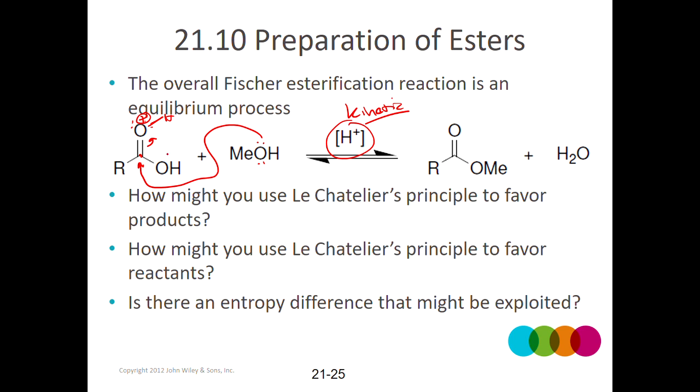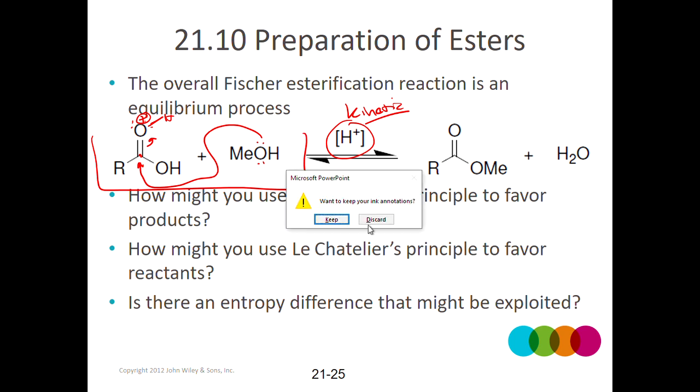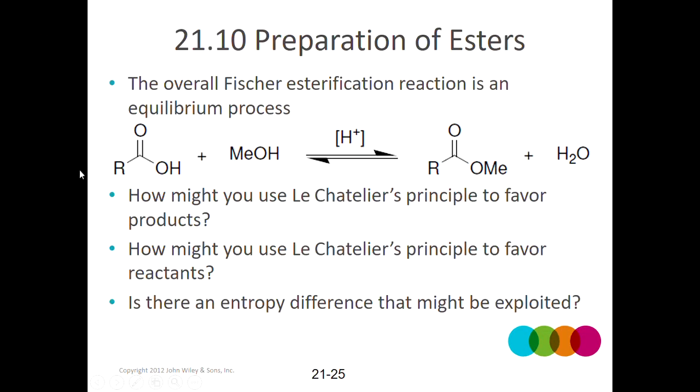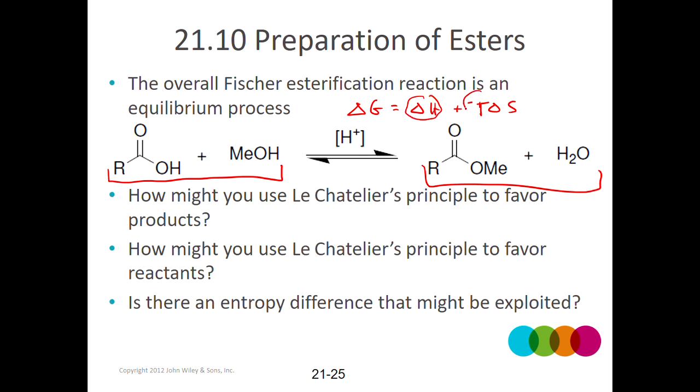Thermodynamics is about comparing the initial reactants to the final products. The mechanism is irrelevant. All that matters is how stable the reactants are versus the products and how much entropy is there in the reactants versus the products. So when we look at whether a process favors the reactants or the products, we want to look at the enthalpy term, look at the entropy term, and try to predict the sign for delta G.